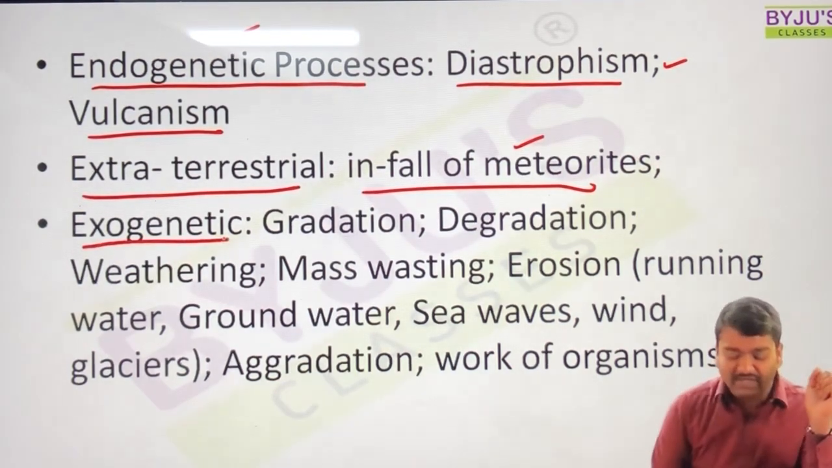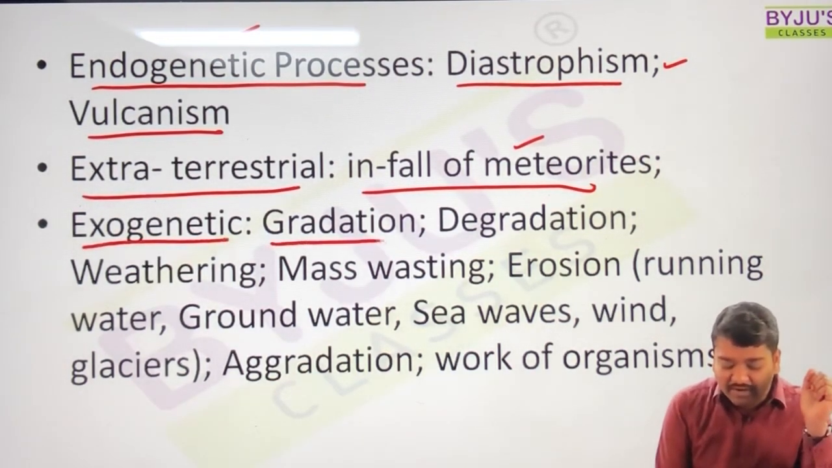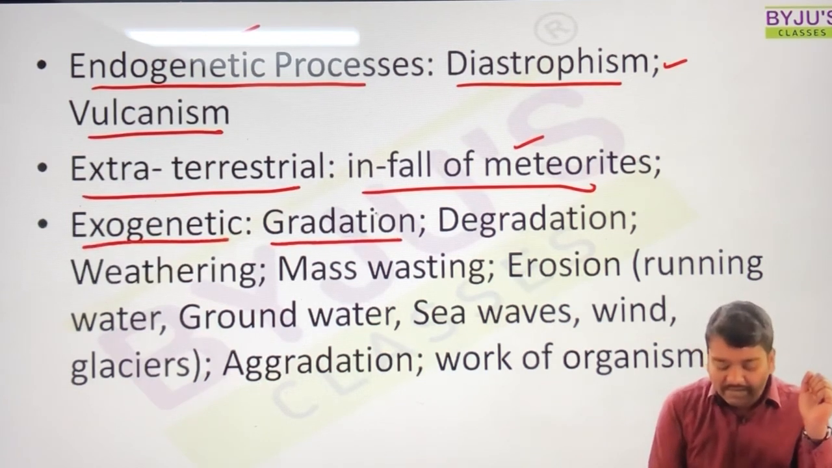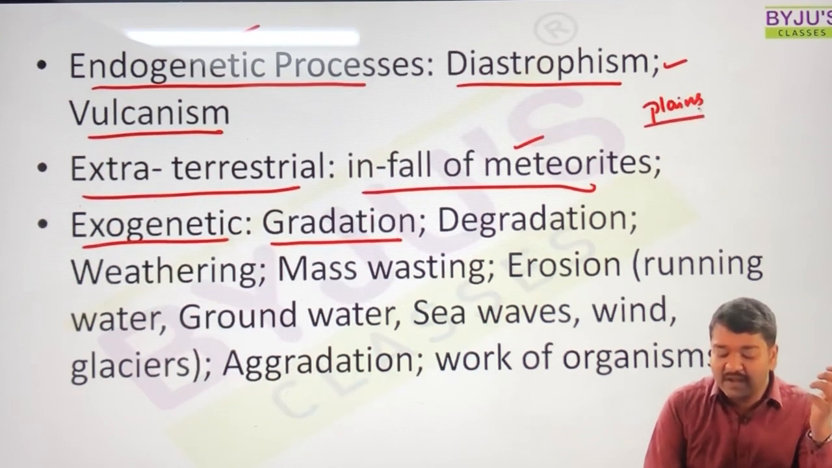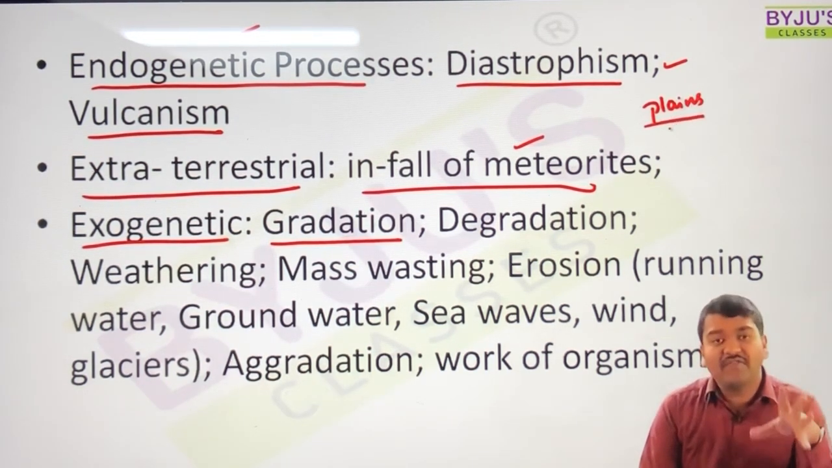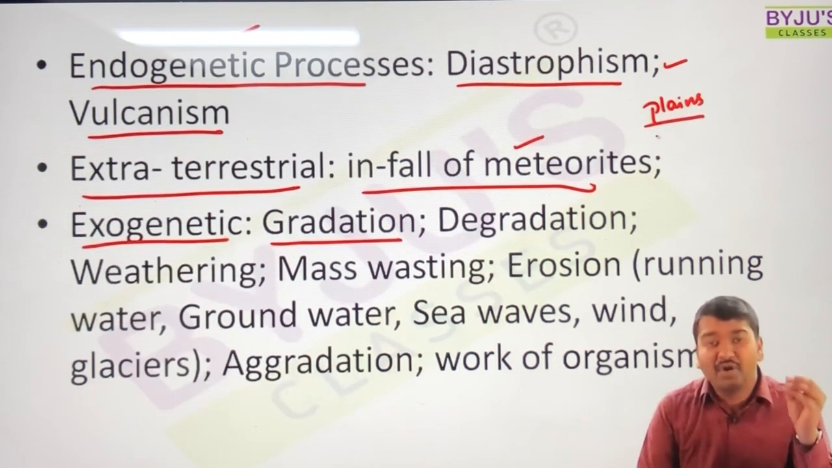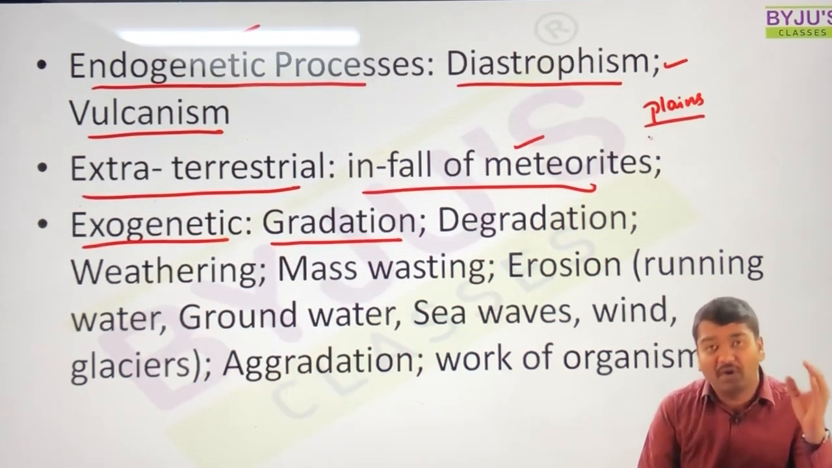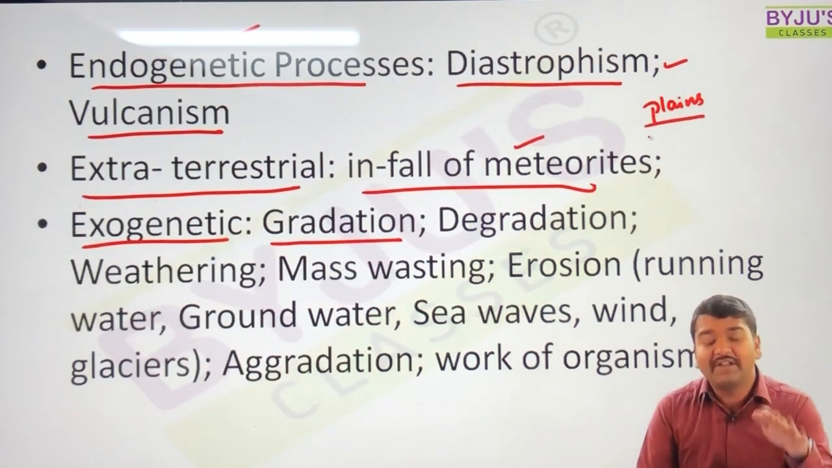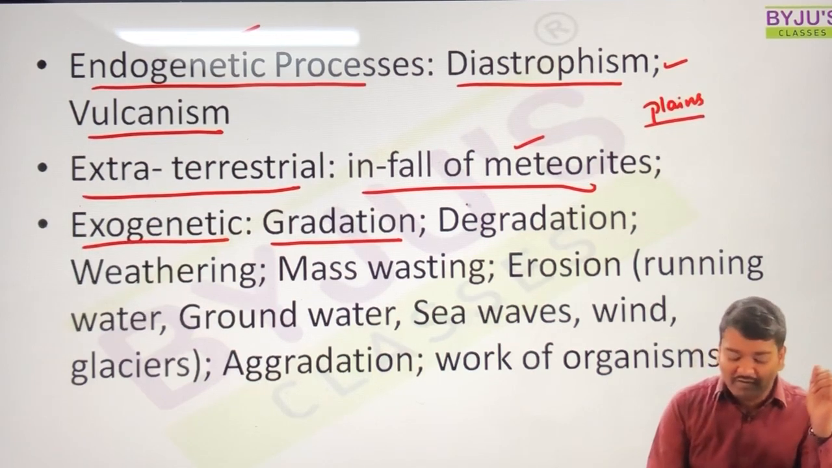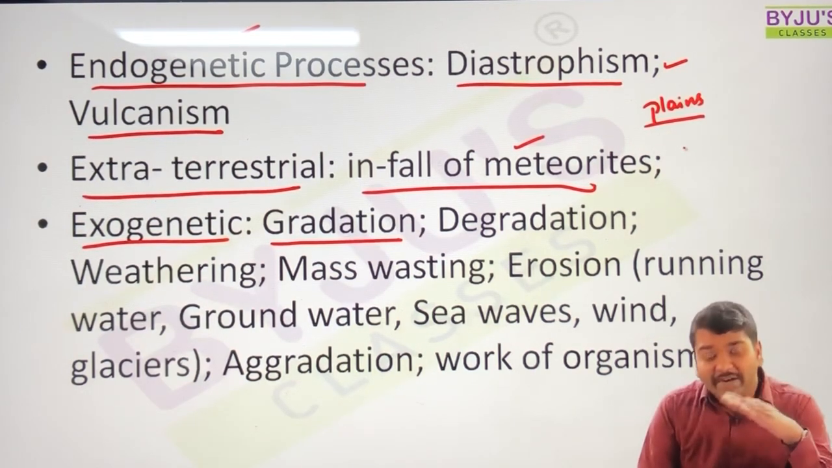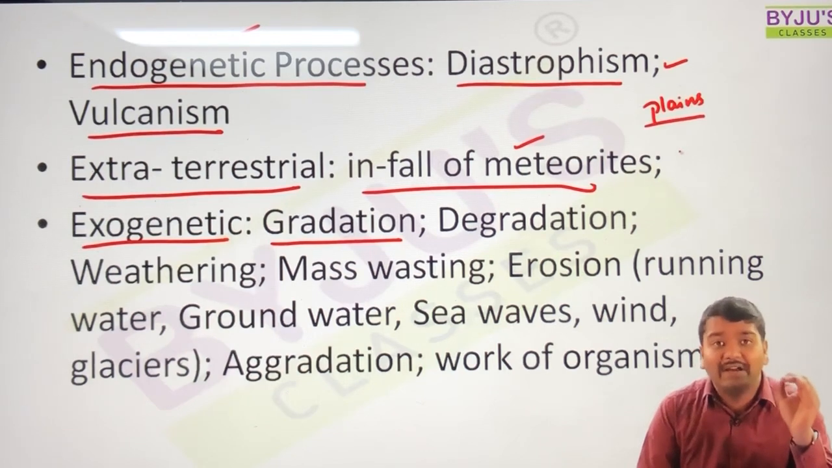Third, you have the exogenetic processes. First you have gradation, that is aggradation. If you take the Great Plains of India, that is your Ganga plains, they are formed by the sedimentary deposits which the rivers carry after eroding the Himalayas. It is not only the Ganga; along with the Ganga, the tributaries also carry sediments and deposit them. When these sediments are deposited, they usually form alluvial soil. So that sedimentation process is known as aggradation.